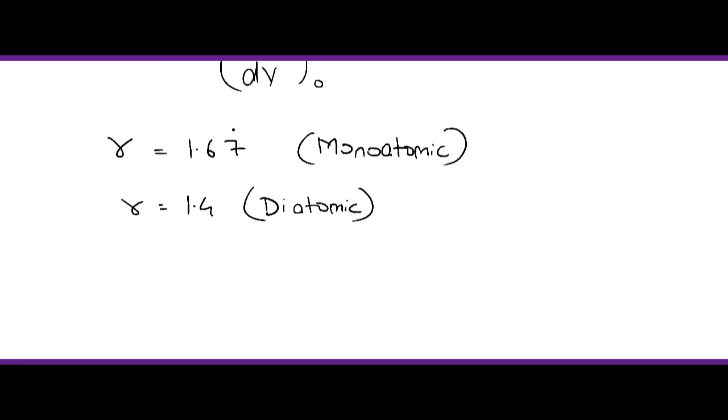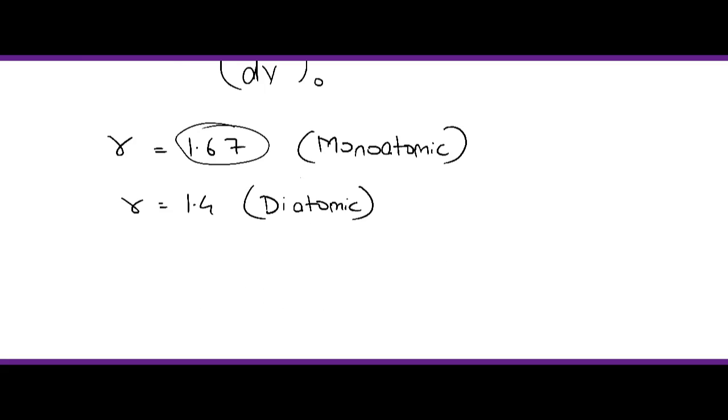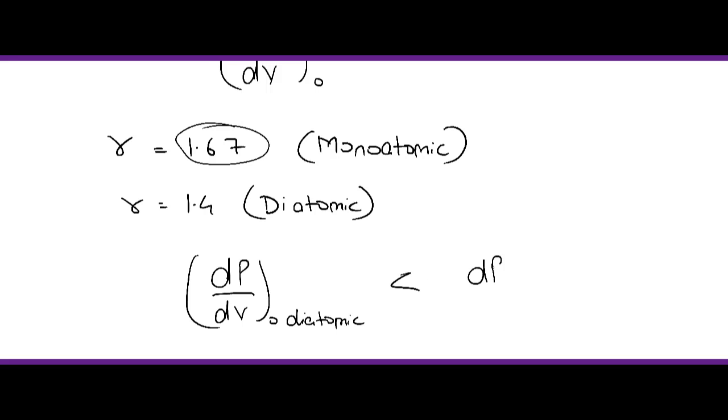This means since the gamma value for monoatomic is greater than the gamma value for diatomic, the slope at point O for diatomic gas is less than the slope at point O for monoatomic.